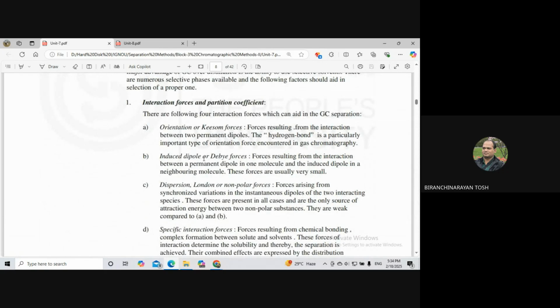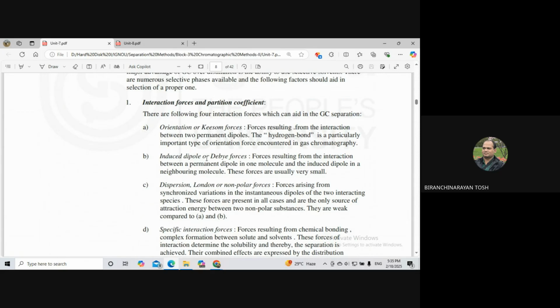Interaction forces and partition coefficient. So there are four interaction forces which can aid the GC separation. Keesom type of forces, that is orientation or Keesom forces, forces resulting from interaction between two permanent dipoles. The hydrogen bond is a particularly important type of orientation. So we have Keesom forces, Debye forces, then London forces.